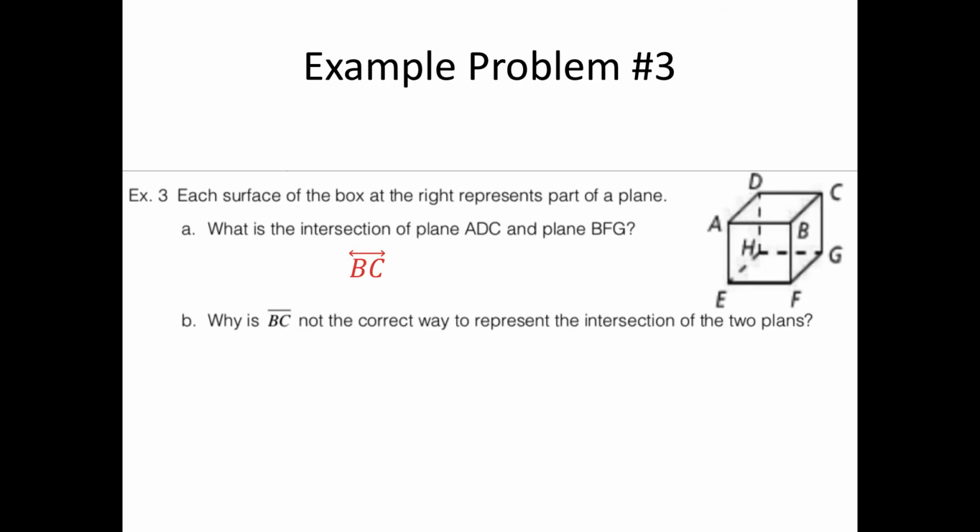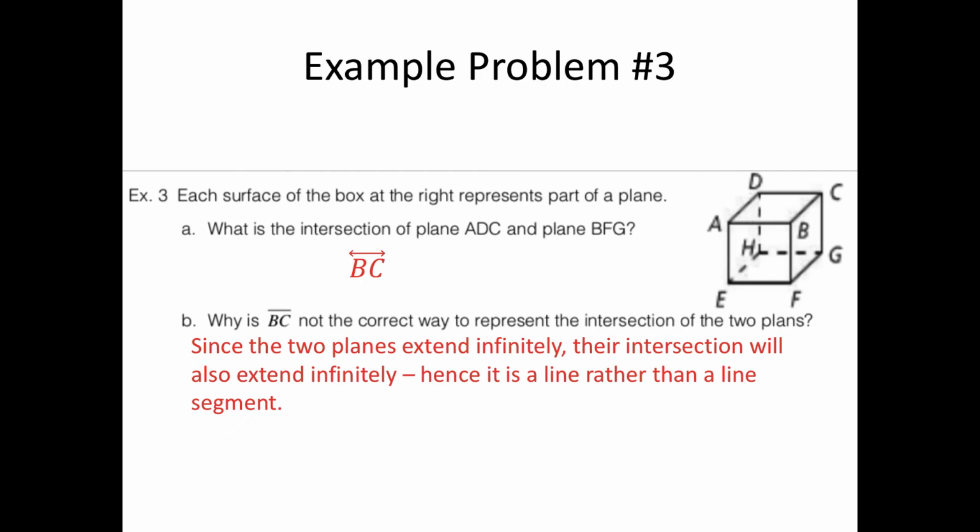Okay, and why would this be wrong if I say BC with this thing over it is not the correct way to represent the intersection of the 2 planes? Why is that wrong? Because it's representing a line that just stops. Right, because BC represents a line segment. And because this top thing, you're showing it here, but it goes infinitely far, and the one on the side goes infinitely far, so this line BC is going to go infinitely far in both directions. Therefore, it's a line rather than a segment.